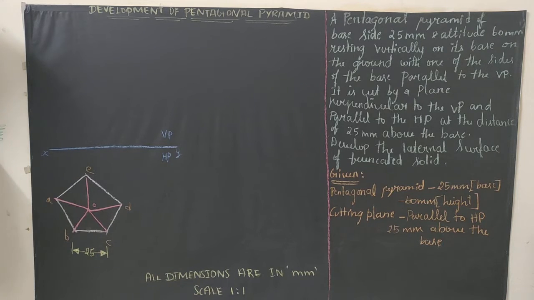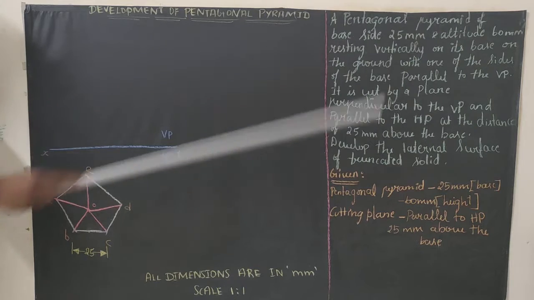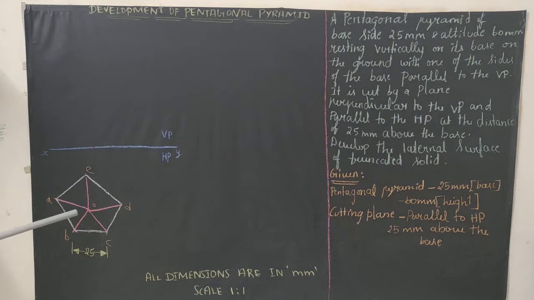I have rubbed it out, and then you have to join all the slant edges. Whenever you come across a pyramid, you have to give preference to slant edges. So join OA, OB, OC, OD, OE. As of now, we have drawn the top view of the pentagonal pyramid. Dimensioning: the extension line you have to draw with your 2H pencil, the dimension line with your H pencil, and the arrowhead and the number 25 should be written with your HB pencil.